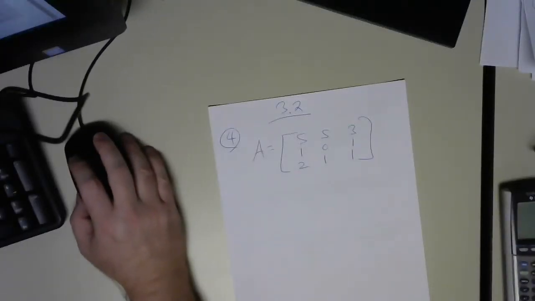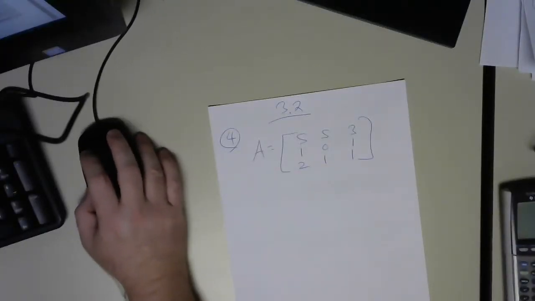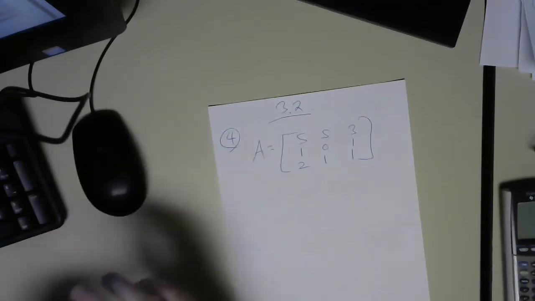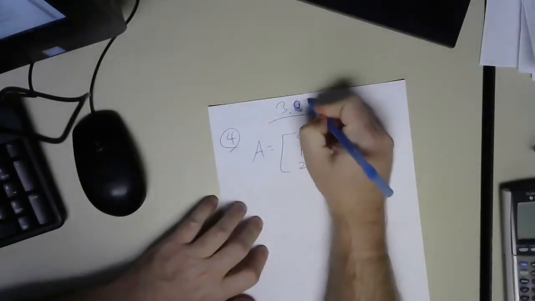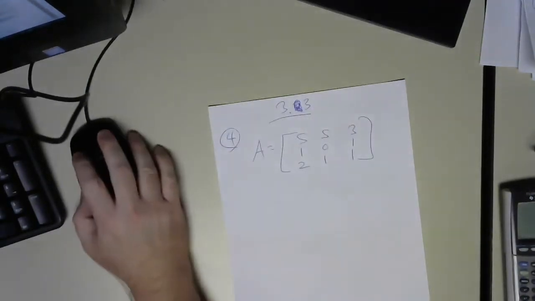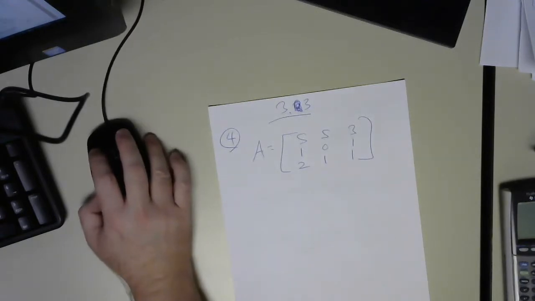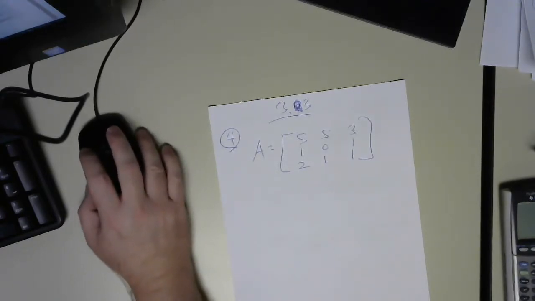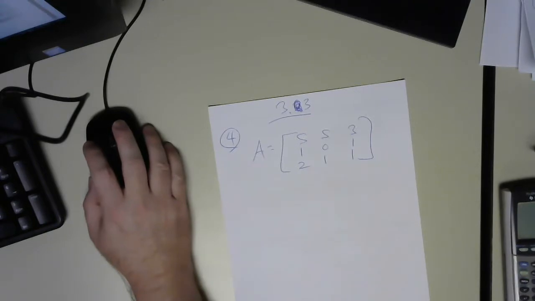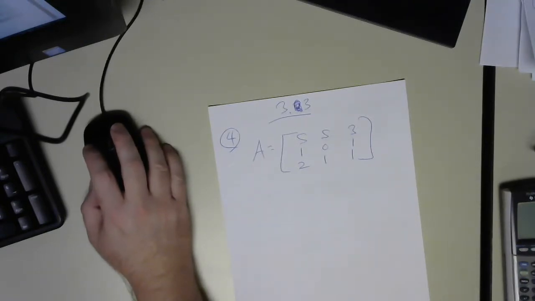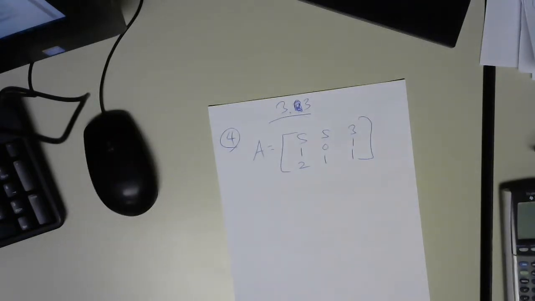All right, this is number 4 from section 3.2, or 3.3, I'm sorry. Well, let's take a look at the instructions for number 4. Compute the adjugate of the given matrix and then use the inverse formula to find the inverse of the matrix.